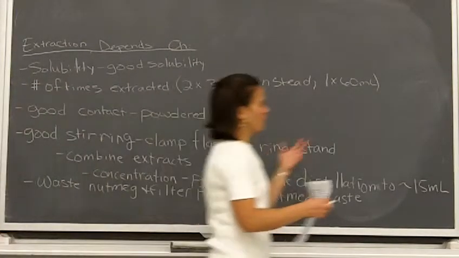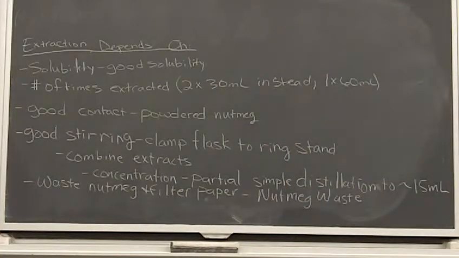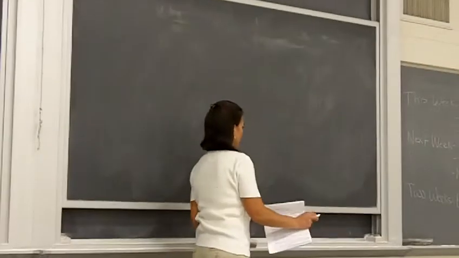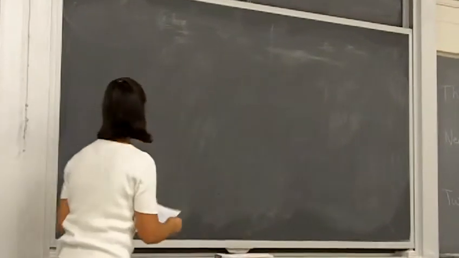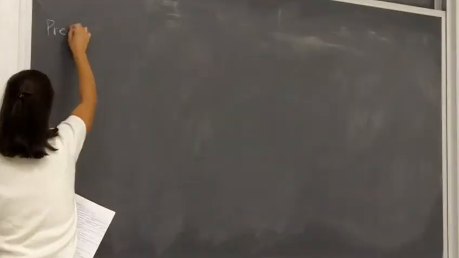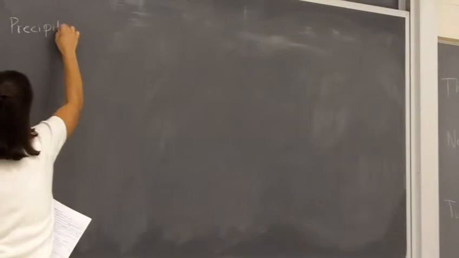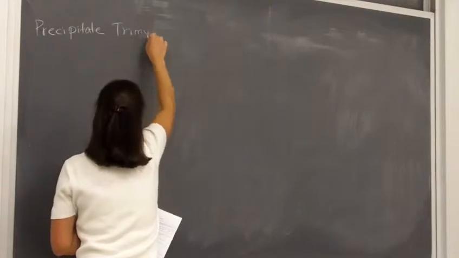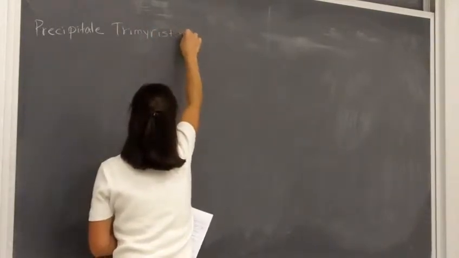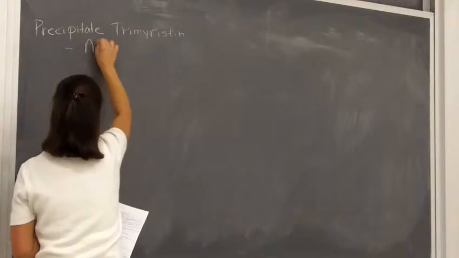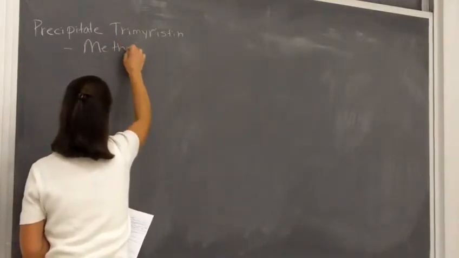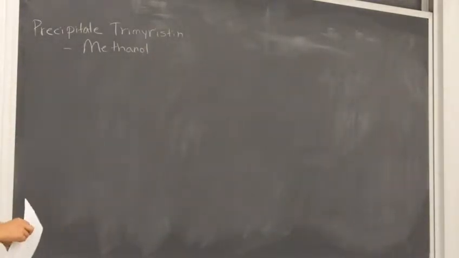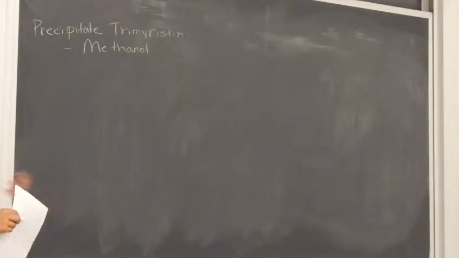Okay, so then we've got our ether concentrate that has our trimyristin in it. We need to precipitate our trimyristin, and so we'll do that using methanol, okay? So after your simple distillation, you're going to add methanol, and you should start seeing solid form, okay?